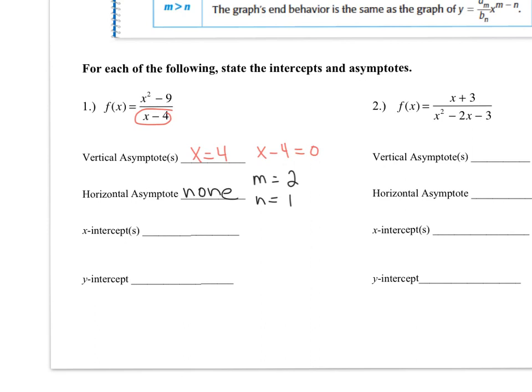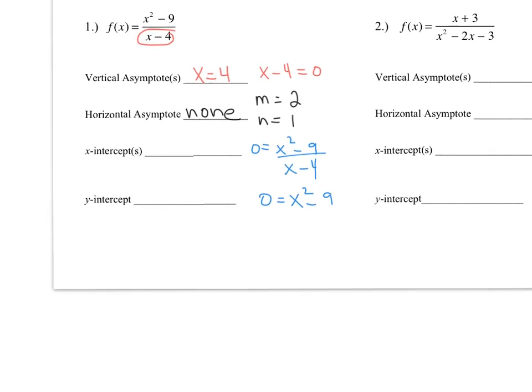The x-intercept is still found the same way, by setting y equal to 0. Cross multiplying and solving, you get 0 equals x squared minus 9, and you can factor this into x plus 3 and x minus 3. So your two x-intercepts in this case would be negative 3, 0, and positive 3, 0.